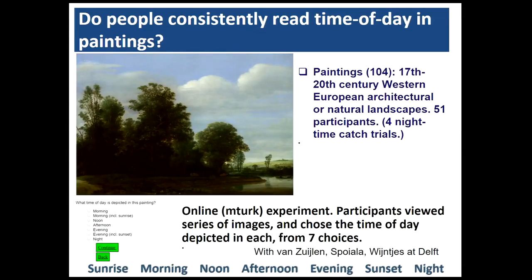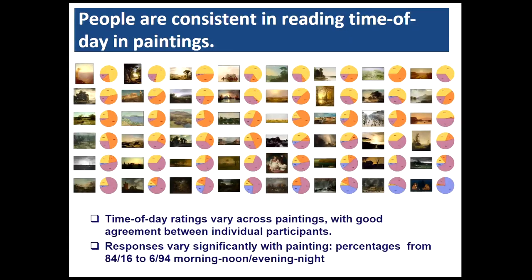So 104 paintings. And the punchline is that people were very consistent in rating the time of day in these paintings. The time of days varied across the paintings, but with good agreement between individual participants. And they varied significantly with paintings. So percentages ranged from 84% morning to 6% morning. I'll just show you a few examples.